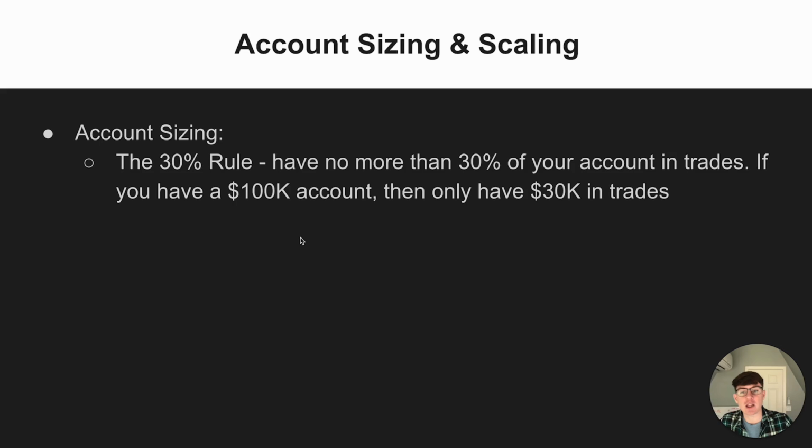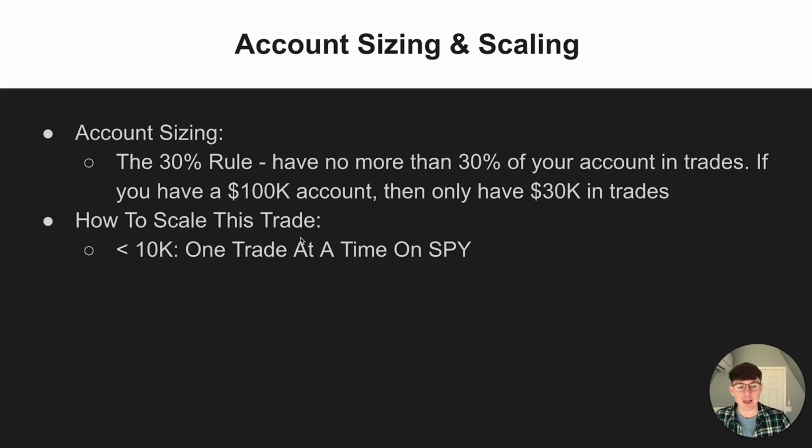We need to keep in mind the 30% rule. This really helps keep our account balanced and make sure that we're not trading more than we should. You should have no more than 30% of your account in trades. This means, for easy math, if you have a $100,000 account, you should have no more than $30,000 of it in active trades. So with that in mind, if we have less than $10,000 in our account, then we should do one trade at a time, only one trade active at a time on SPY.